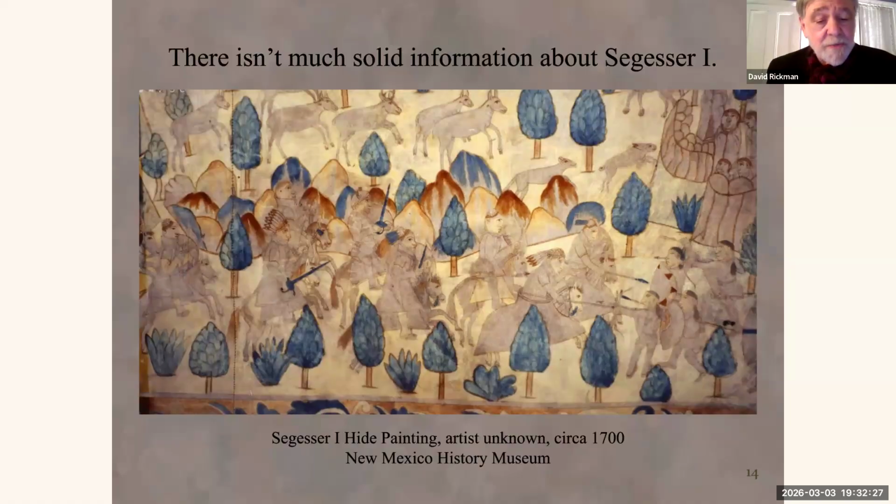There isn't much solid information about Segesser I. It probably dates from the late 1600s to the early 1700s, and most likely represents Spain's northern Mexican Indian allies attacking another unknown tribe, possibly Apaches, we don't know.